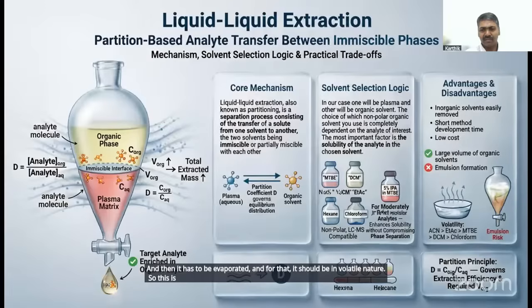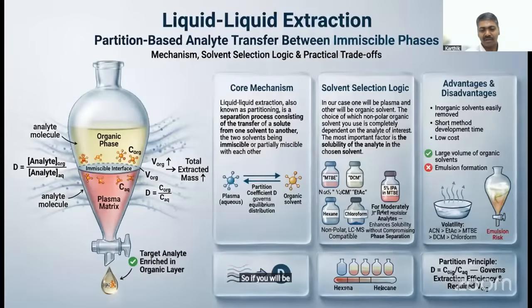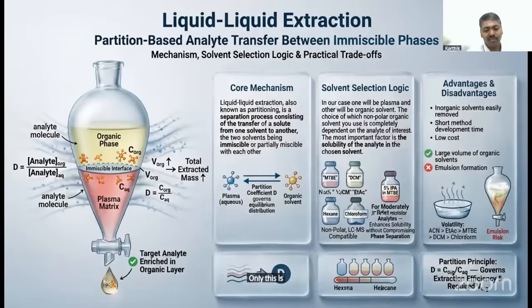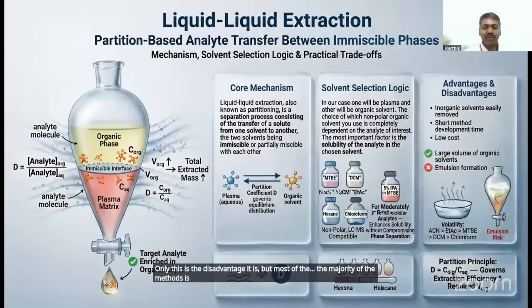So these are the advantages: it's a short method development time, and cost is also low. The only disadvantages are that we will be wasting organic solvents, and sometimes if you are using different proportions, chances of emulsion formation will be there. After centrifuging, the plasma can also float if it has not been done properly. But the majority of methods will go with this liquid extraction technique.